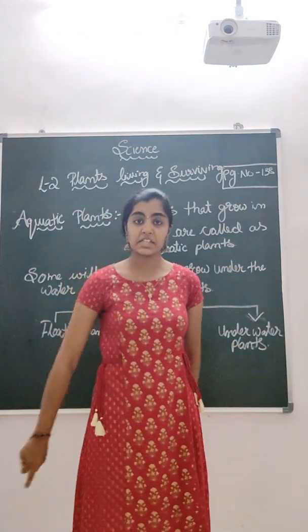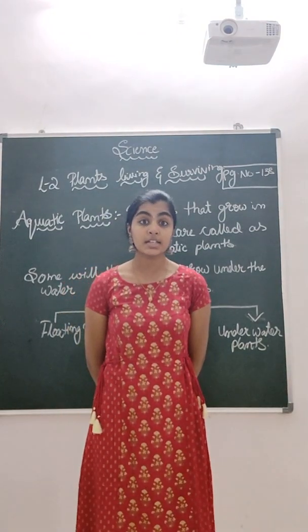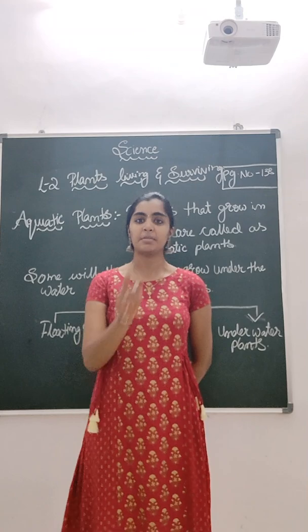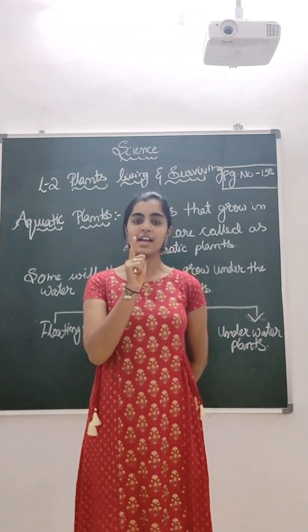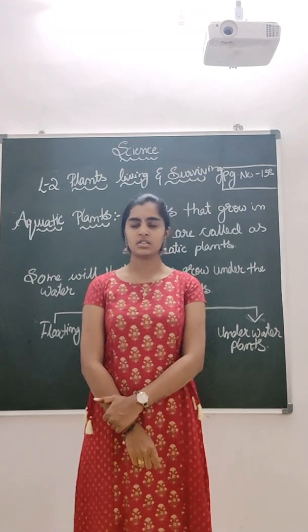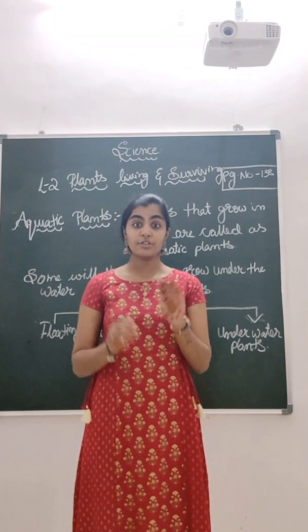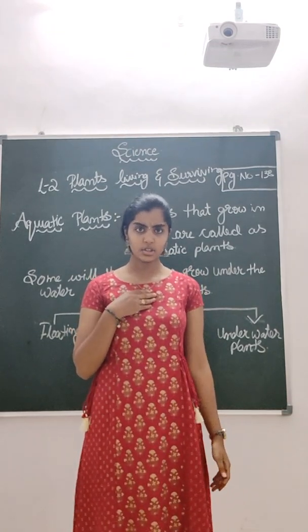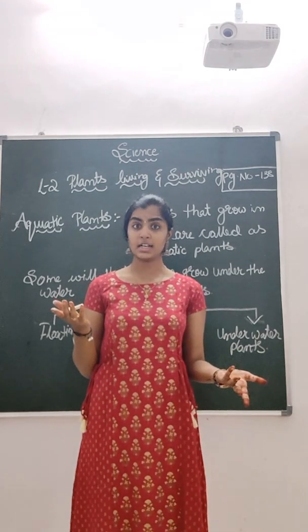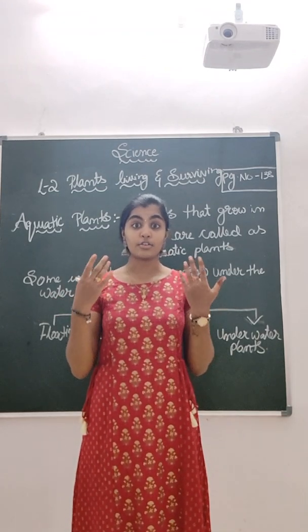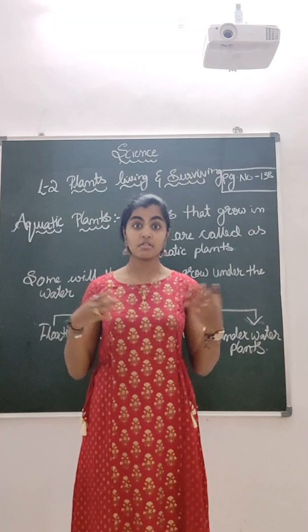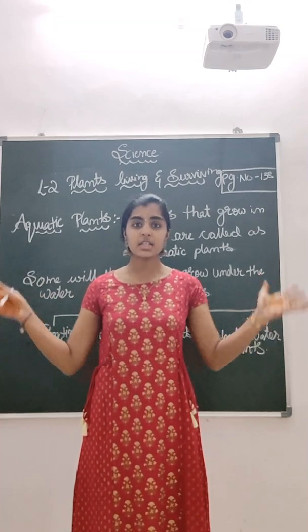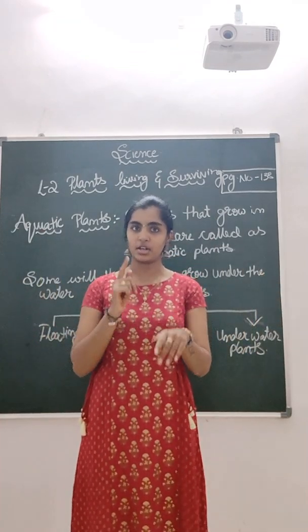We have learnt about terrestrial plants. What are terrestrial plants? The plants which grow on land are called terrestrial plants. We all know fishes live in the water, right? Can we live in the water? No, we can't. But there are a lot of fishes, seahorse, whale, big sharks. They all live inside the water.